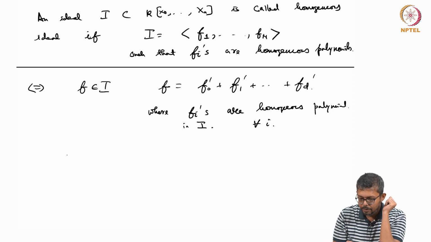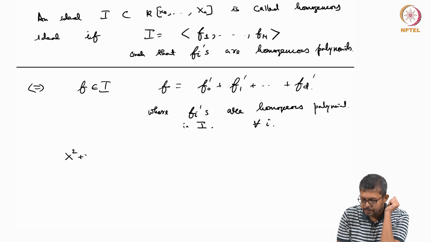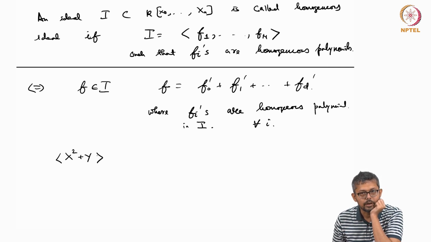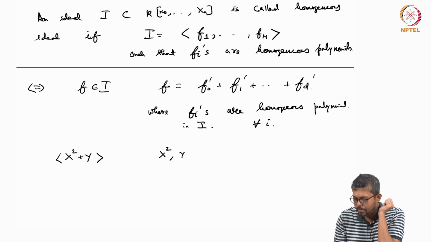For example, if you take the ideal generated by x square plus y, this is not a homogeneous ideal, right? But this is a homogeneous ideal: x square, comma, y.